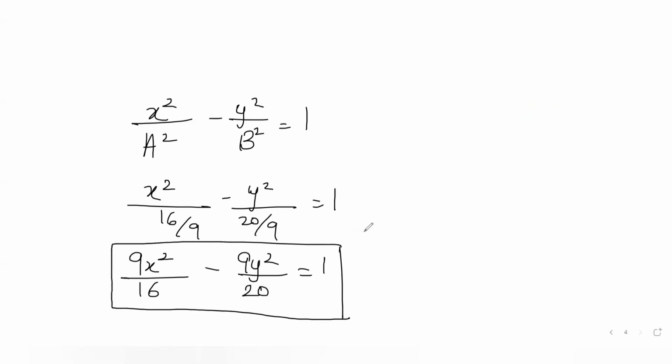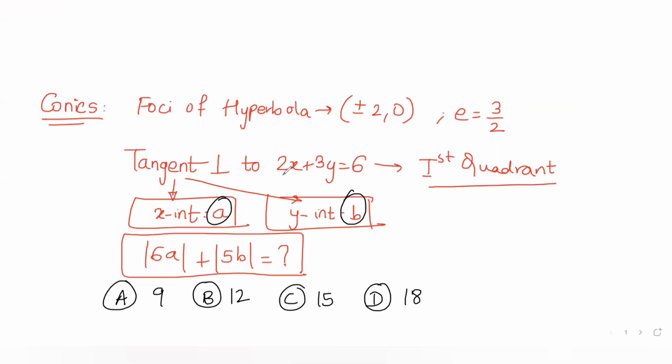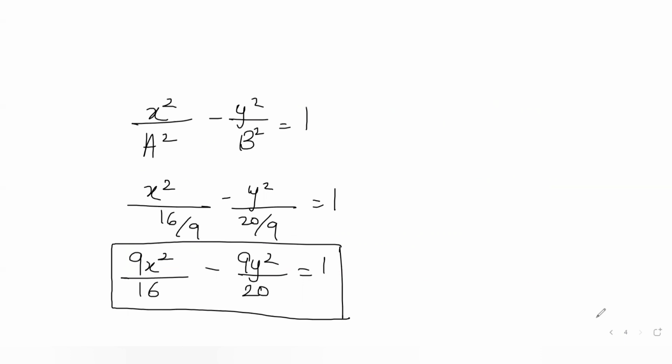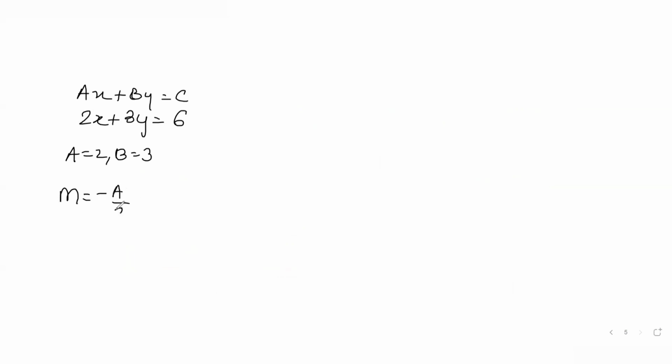Now once we get the equation of the hyperbola, let's understand the tangent's equation which is given to us. So we have been given a tangent as perpendicular to this line. So let's find the slope of the tangent. We have been given our equation of the line first, 2x plus 3y equal to 6. If I compare it with ax plus by equal to c, we know that a is 2 and b is 3. And slope of this line is given as minus of a by b. So slope becomes minus 2 by 3.